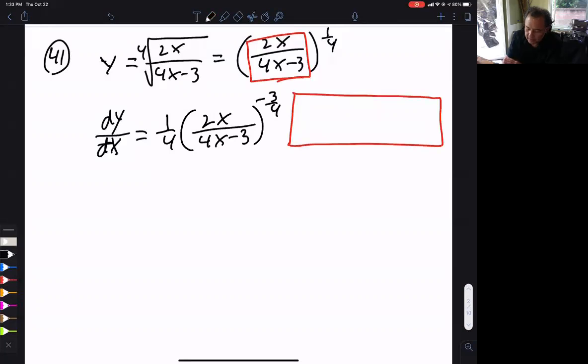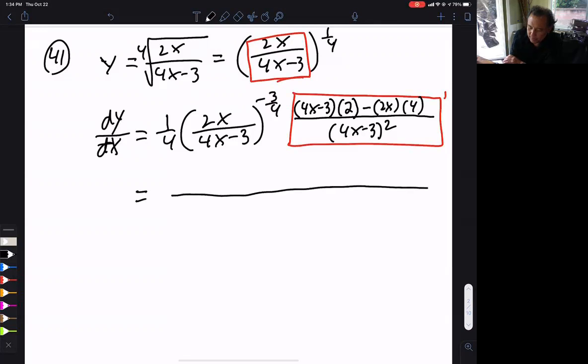And that's going to be slightly ugly because we have a quotient rule. So we have to do low d high minus high d low over low squared. So we take low, which is 4x minus 3, d high, which is 2, minus high, which is 2x, and d low, which will give us 4. And that's all over low squared. All right, the rest is just algebra. Time to algebra.